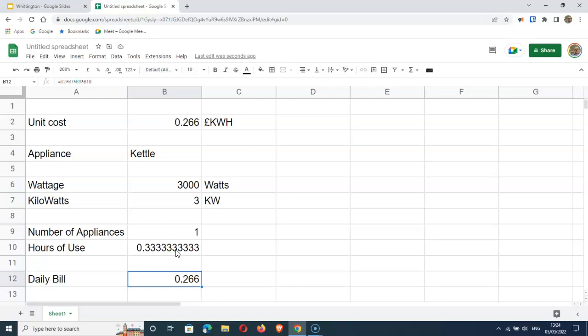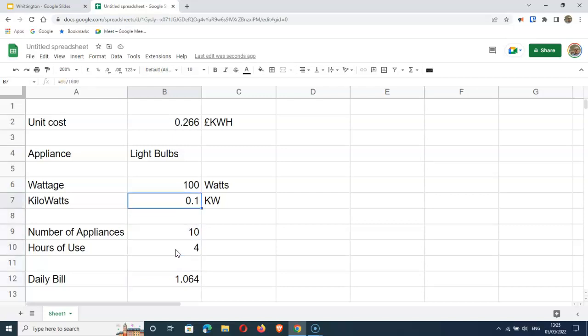Now if I change this and say this time I want to talk about light bulbs, now I've got a 100-watt light bulb, and if I use a 100-watt light bulb and I've got 10 of them in the house and I use them for 4 hours a day, then my use of 10 light bulbs a day for 4 hours comes to £1.06 a day.